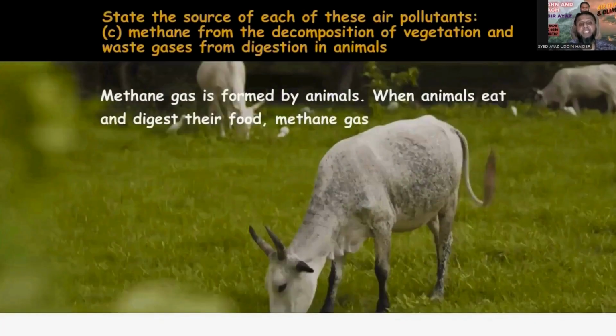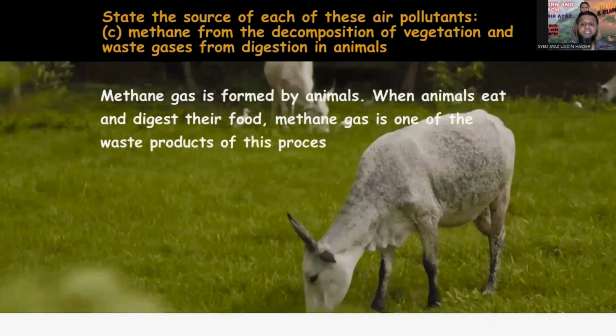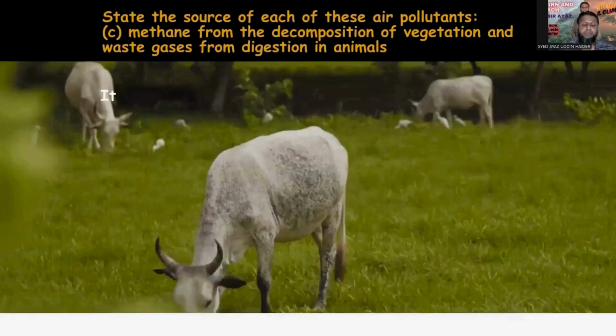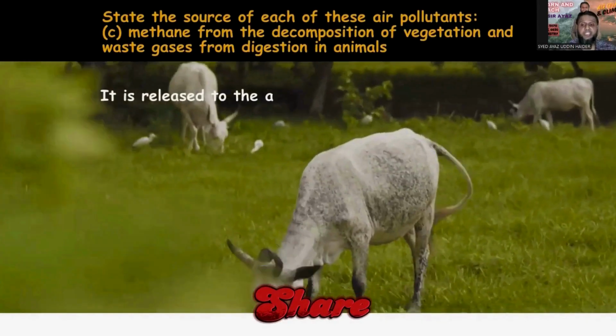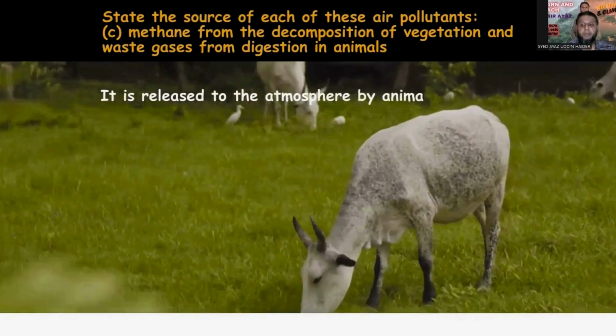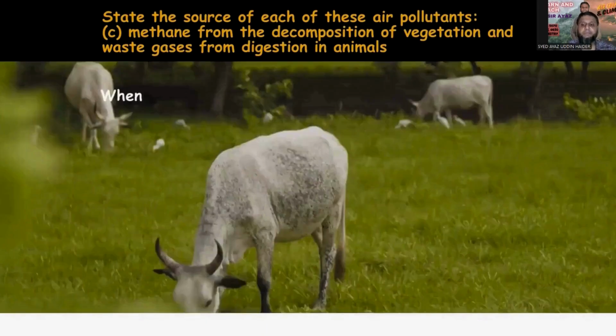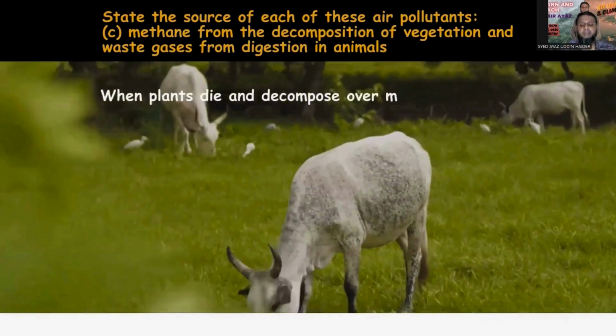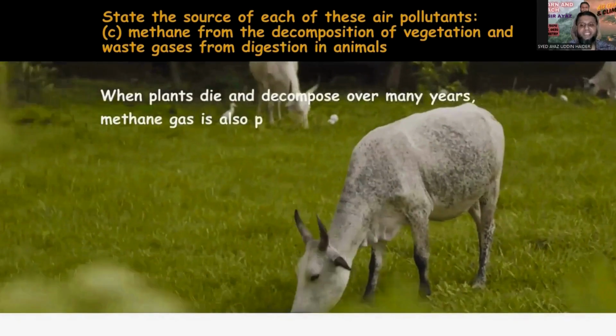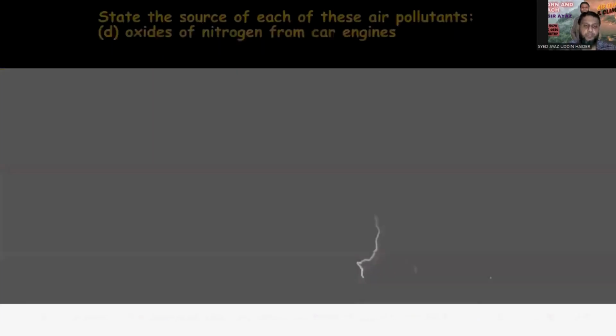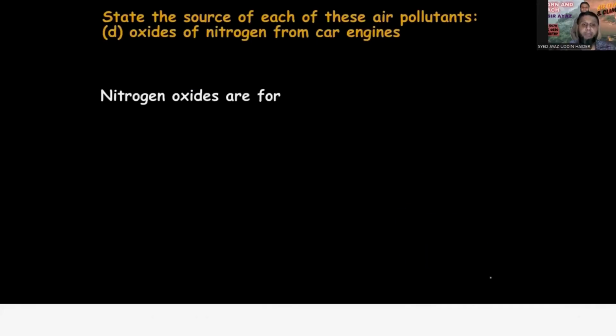Let's talk about methane gas. It's formed by animals when animals eat and digest their food. Methane is released to the atmosphere by animals. When plants die and decompose over many years, methane gas is also produced by decomposition by bacteria.